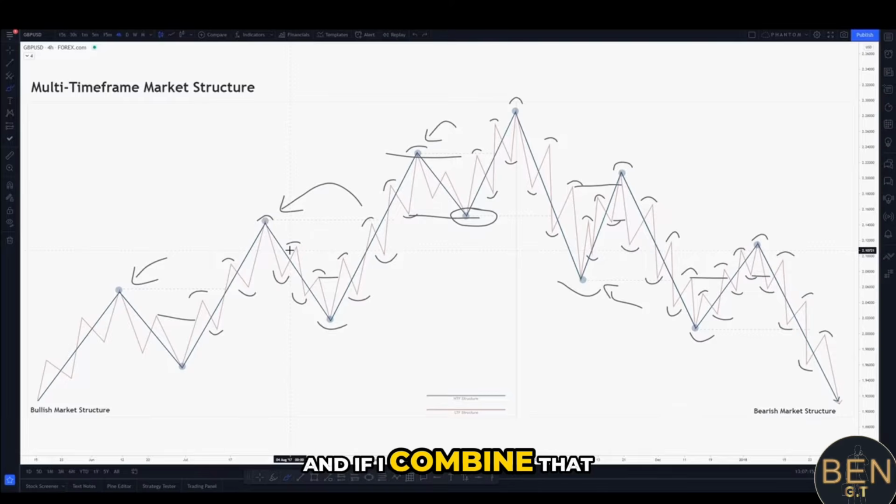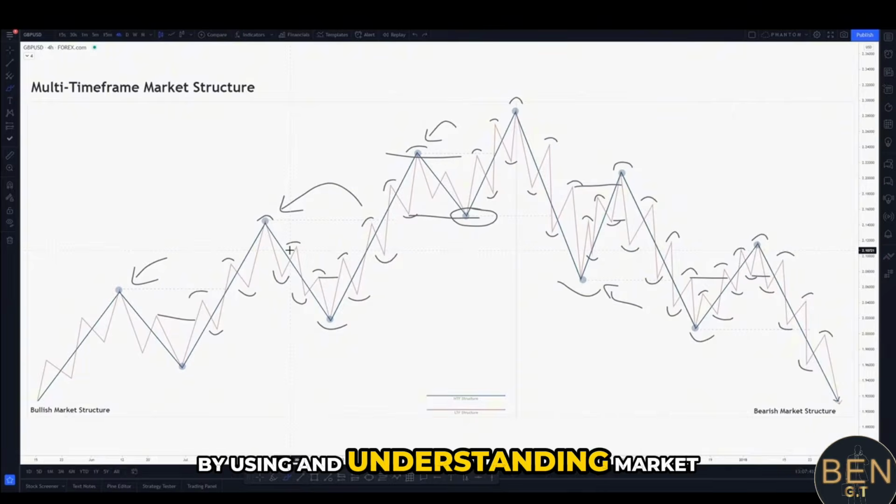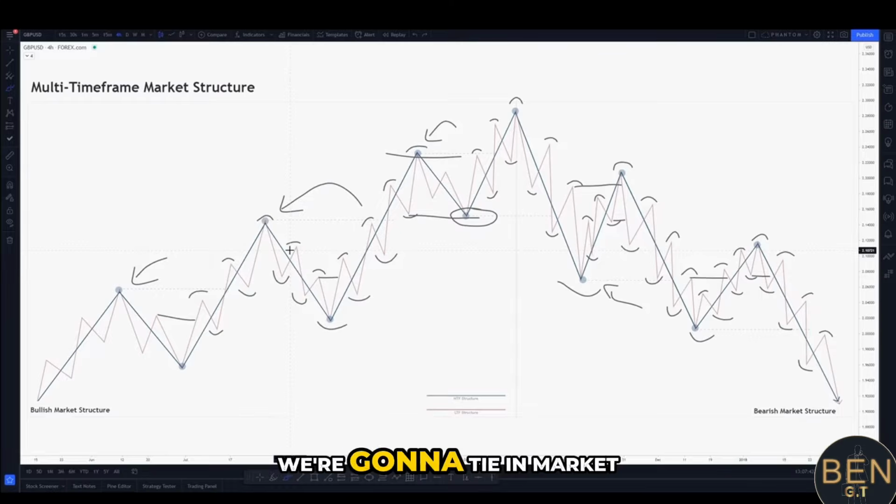And if I combine that with supply and demand zones, map out where, in this case in an uptrend, all the demand zones are that would, in theory, cause price to continue higher, I can then map out where logically higher lows would form. And if I'm using lower time frames and I know that price is making a series of lower lows and lower highs approaching my demand zone that I'm looking to enter on, then I can make higher probability and more informed trading decisions by using and understanding market structure. We're going to tie in market structure with how we go about looking for entries.